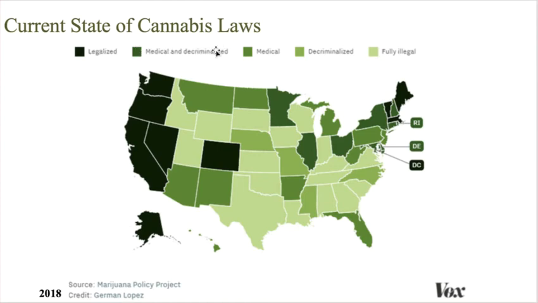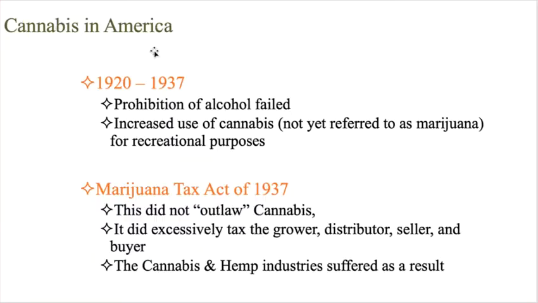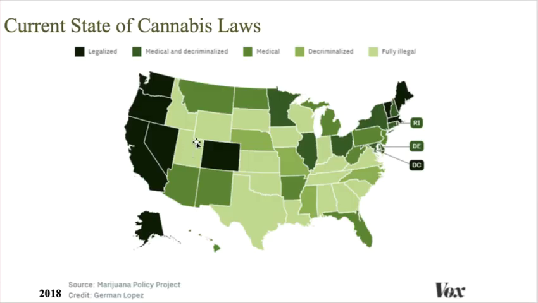If it's medical and decriminalized, that means that it's approved for medical uses, which are often things like treatment of anorexia or chronic pain. That's a common use as well. And it's decriminalized, meaning that if you were caught with marijuana and you didn't have a reason to have it medically, you would most likely get a fine. You wouldn't go to jail. Medical is medical use. Decriminalized means you only have the decriminalized. This is a combination, and then there's fully illegal.